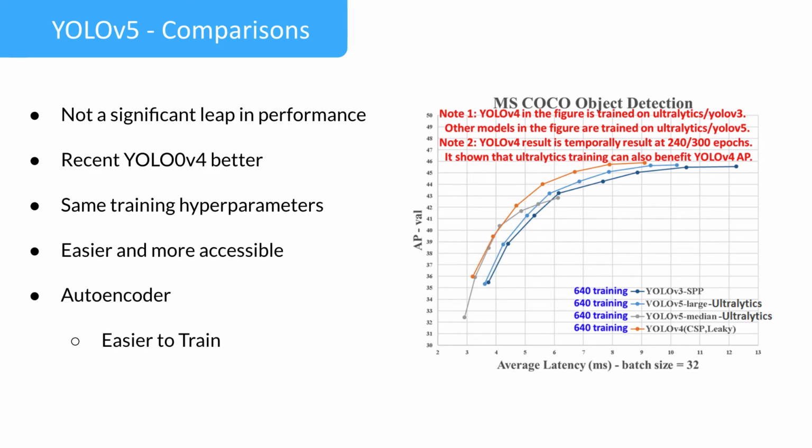Finally, there's also a bit of controversy with comparisons made between V4 and V5. This is because Alexei claimed that the hyperparameters used for training V5 were not the same as V4. For example, he said that the input sizes for images into V5 were slightly larger, which means that V5 would be more accurate regardless of what you do.